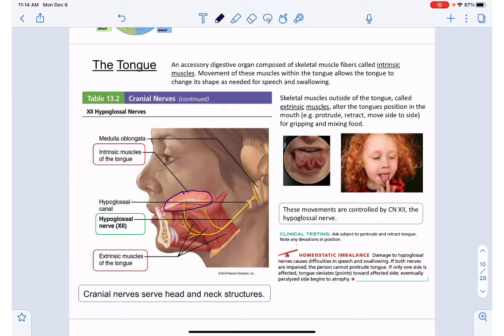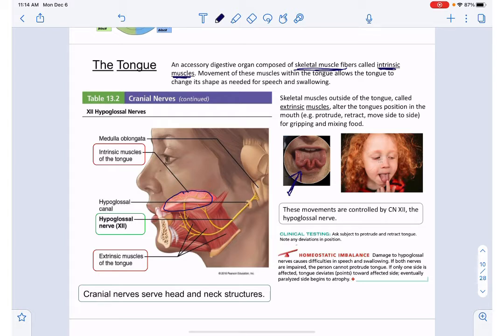And if we were to cut the tongue open and look at the tissue that the tongue is made out of, we'd find skeletal muscle. So inside the tongue is composed of skeletal muscle fibers. And we call these muscles within the tongue the intrinsic muscles. Intrinsic meaning within. And these are the muscles that allow us to shape our tongue.